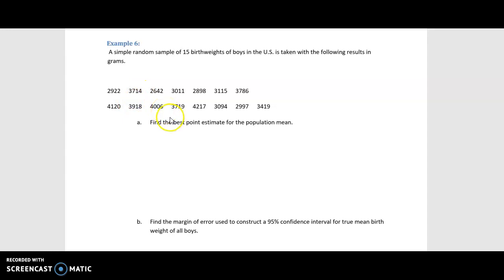First thing I want to discuss: is sigma given or not? Well, do they say anything about a standard deviation at all in this problem? They don't say sigma is known to be this, or we found the population standard deviation is this. So sigma is not known. So if sigma is not given, you have to use a t interval.